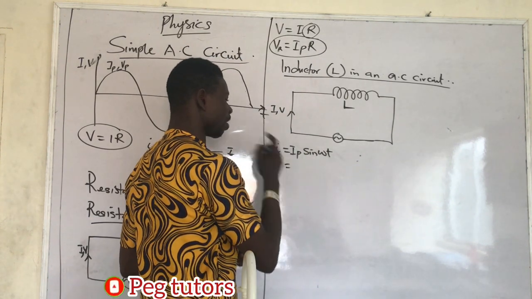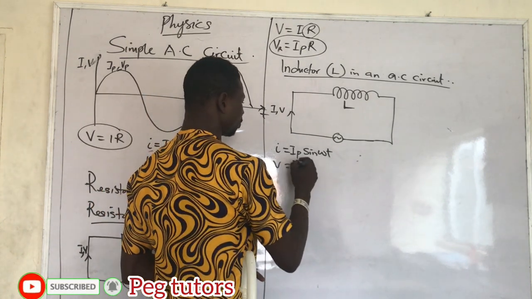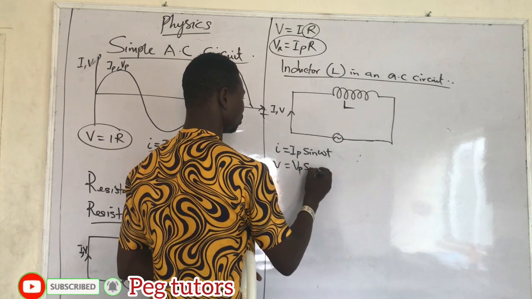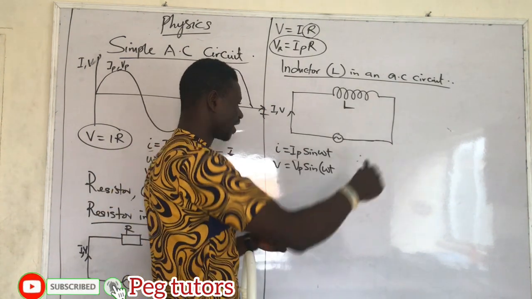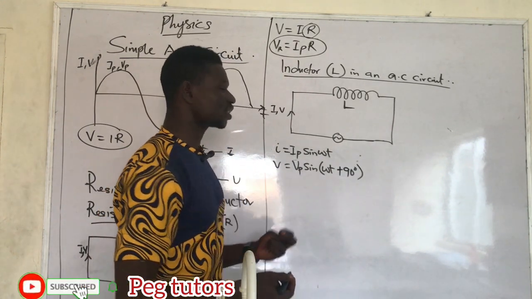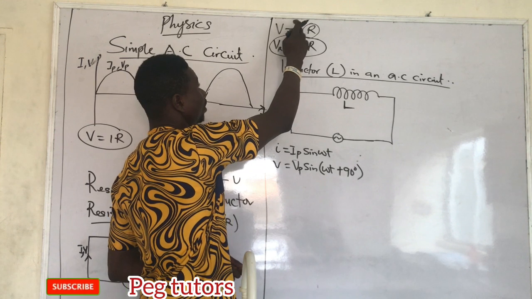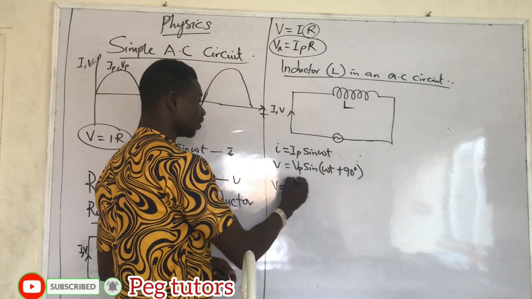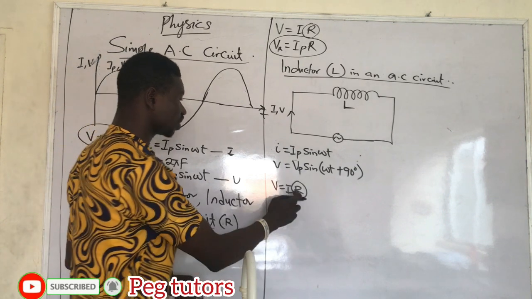While the voltage, remember we said voltage will lead current, or current will lag voltage by 90 degrees. So voltage will be peak voltage sine open bracket omega t, but because voltage now is ahead of current by 90 degrees, plus an additional angle of 90 degrees. So this becomes the formula at this point. Now remember that from Ohm's law, V is equal to IR. Now this R is no longer what we are considering. We are considering the inductor, not R. Okay, so we change this to the inductor.